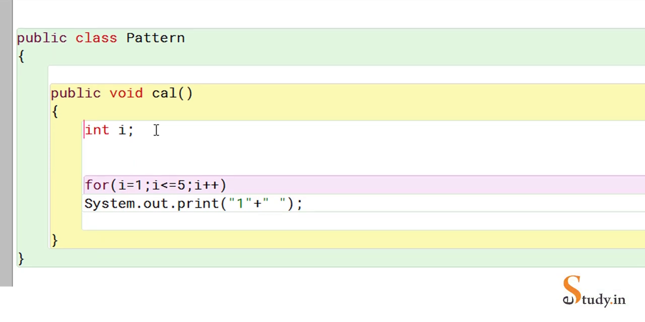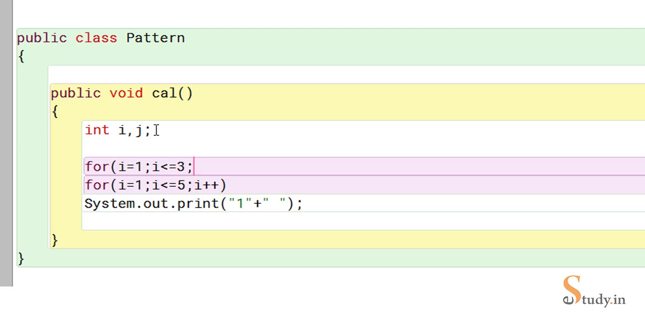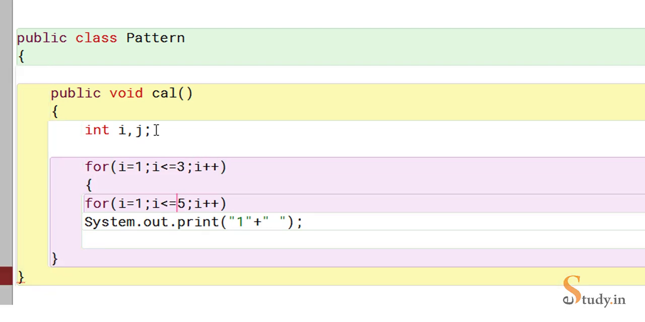Okay, so for that we'll take another variable j. Let's start with this first for loop: for i is equal to 1, i less than equal to 3, i plus plus, and open the curly braces. And here, instead of i, let's have j. Let's change this to j is equal to 1, j less than equal to 5, j plus plus.